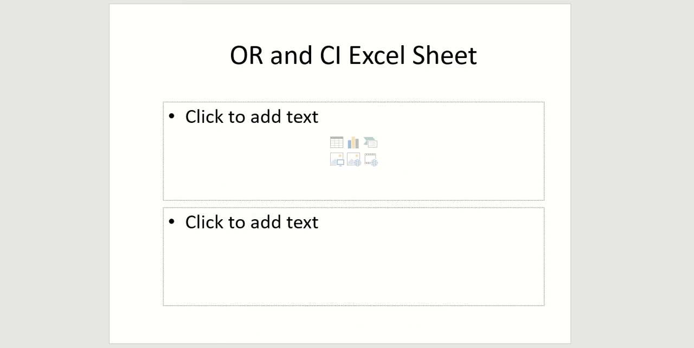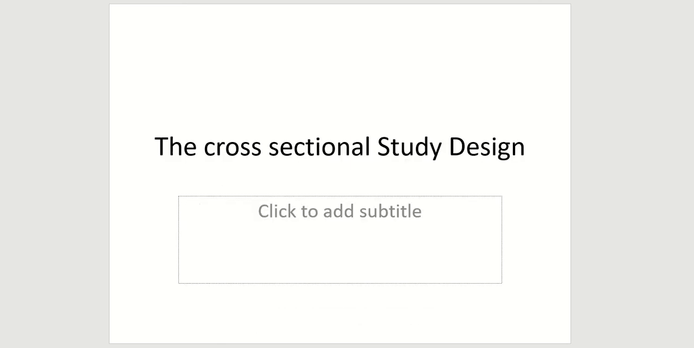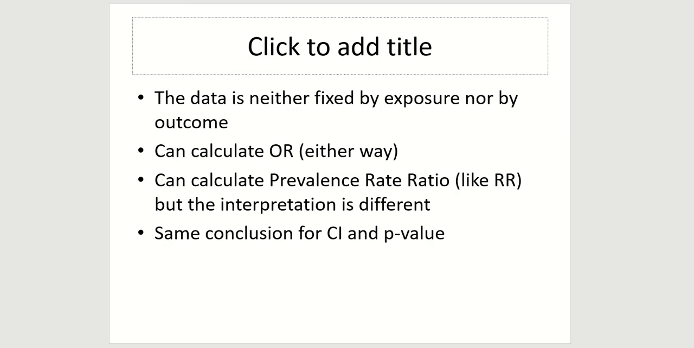So next, the odds ratio and the confidence interval. We already did this. We're going to finish up with the cross-sectional study design, which I'm not going to take a lot of time on because it's actually the simplest design. You take a sample regardless of the exposure and the outcome. After you take the sample, you look at the exposure and the outcome.